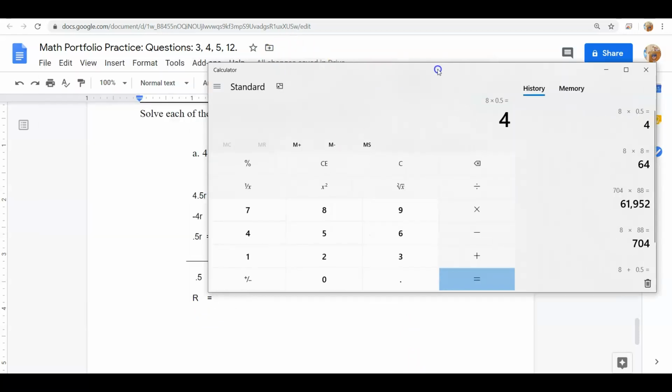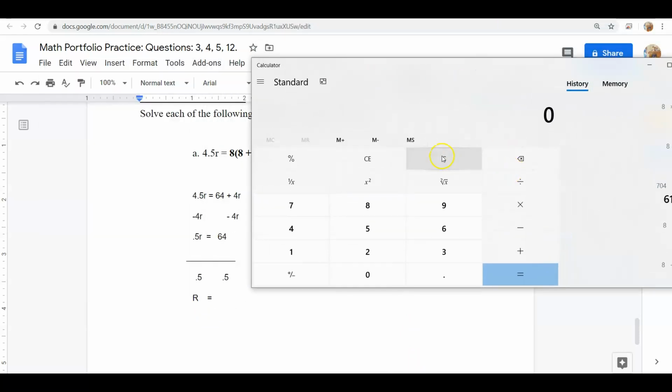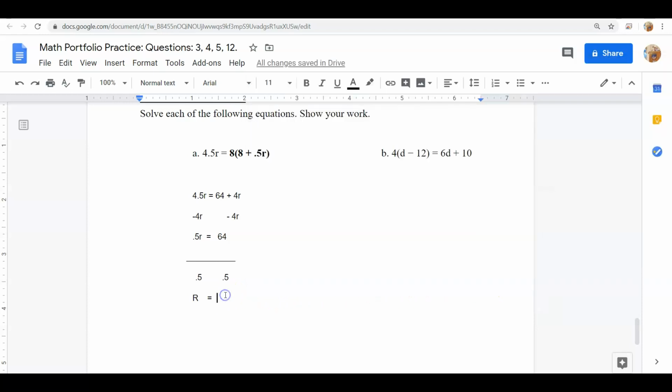And now we need to figure out 64 divided by 0.5. So you do 64 divided by point, make sure you include that point, 5. Aha! So we're left with 128. r equals 128. Let's see if this is correct. How do we do that? We need to check.